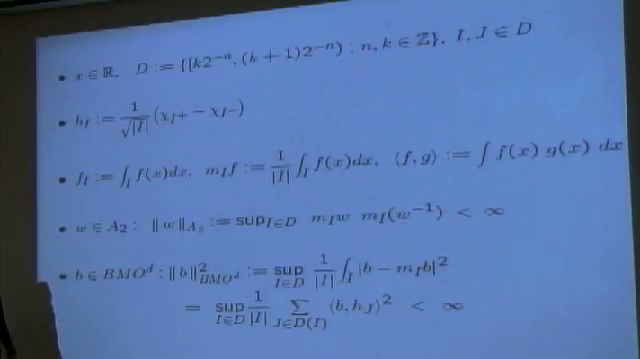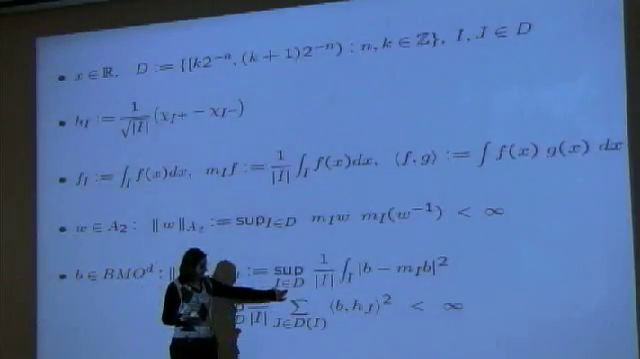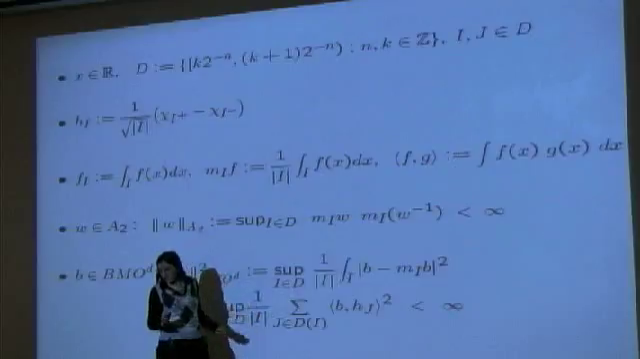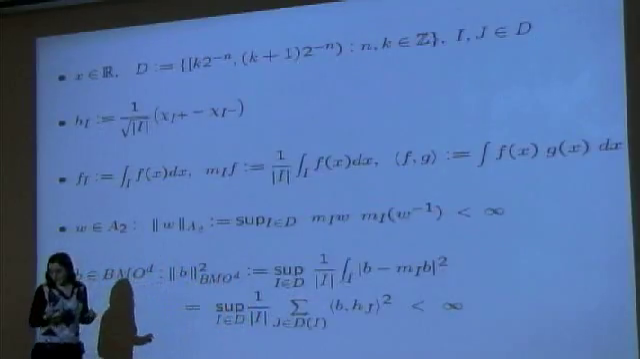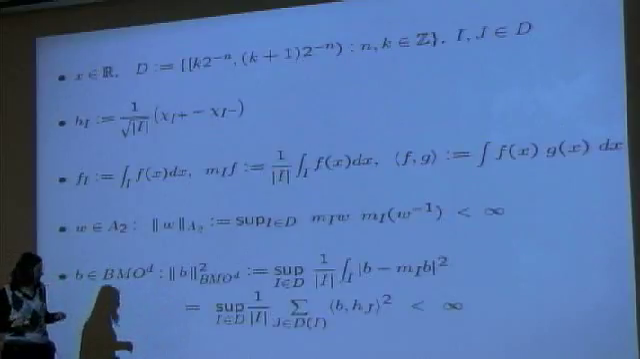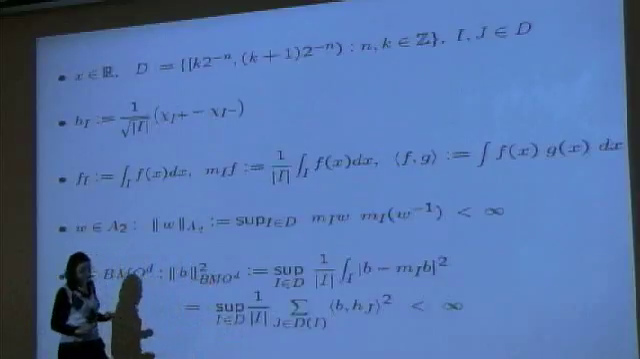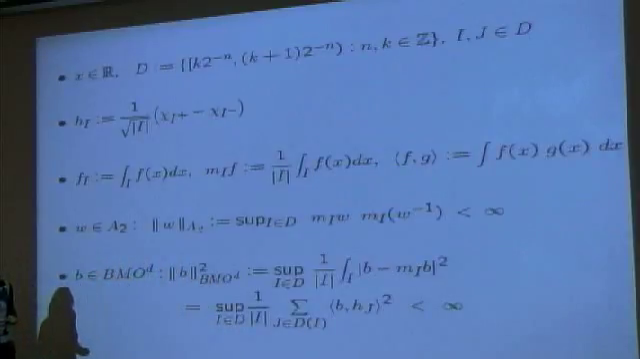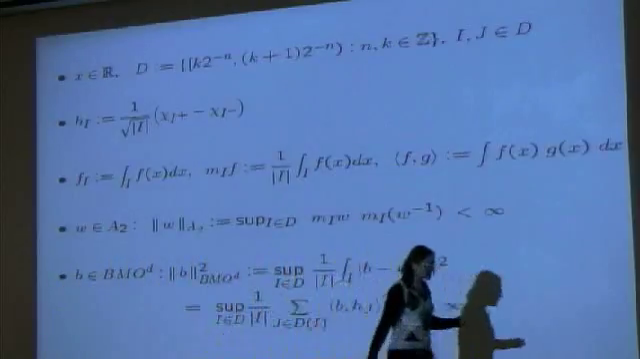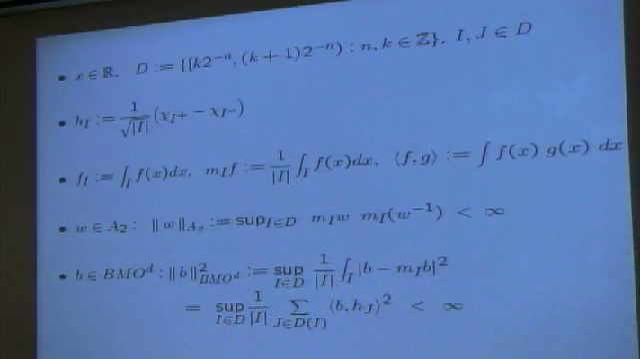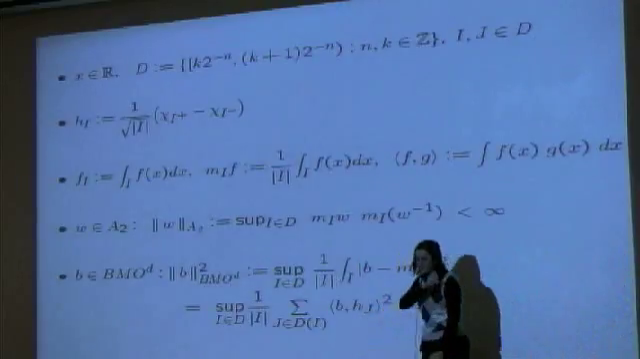The BMO space is the bounded mean oscillation space. So the mean oscillation over the dyadic intervals should be bounded. It turns out that in the dyadic case we can write it as the supremum of such average sums. Okay, and this is something that we will need. So maybe I will write the A2 definition and this BMO norm here.